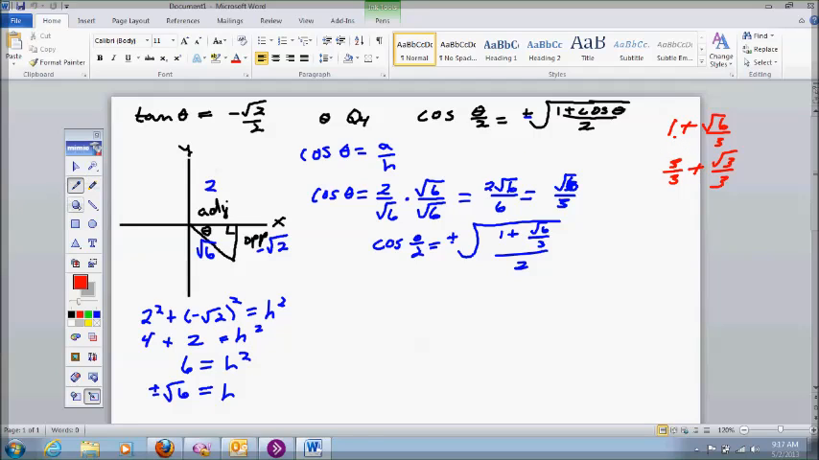Anytime you're adding or subtracting fractions, or you just need a fraction and the number's 1 and you need that common denominator, you just pick that denominator that you need, and then that's your 3 over 3. It's that denominator over that denominator. And this gives me 3 plus root 6, rather, over 3. And so this becomes plus or minus the square root of 3 plus root 6 over 3, all over 2.